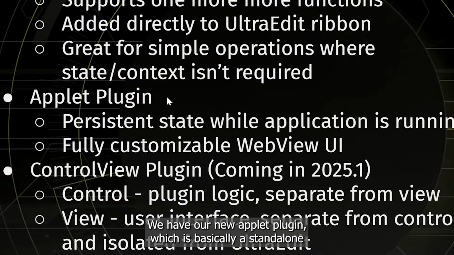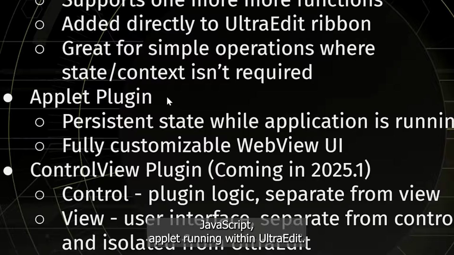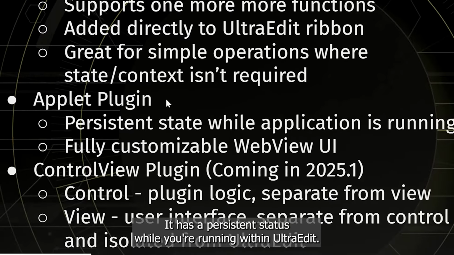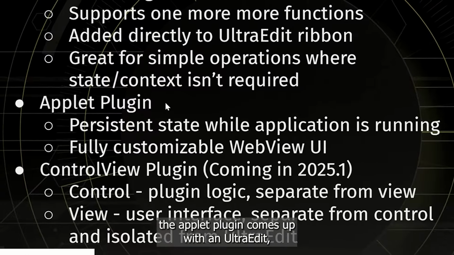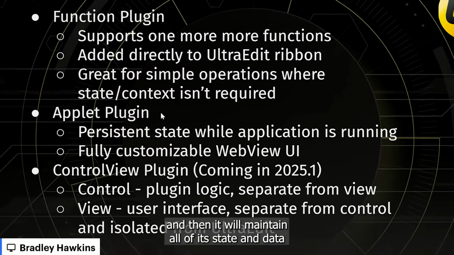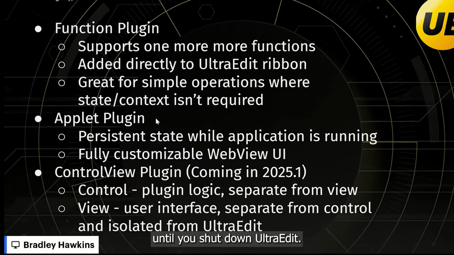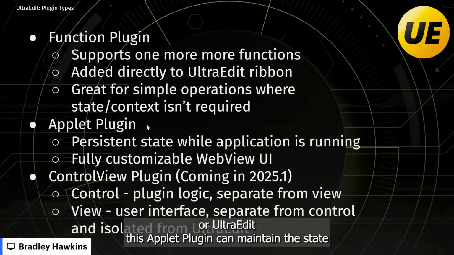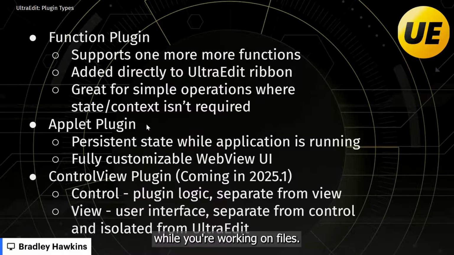We have our new applet plugin, which is basically a standalone JavaScript applet running within UltraEdit. It has a persistent state while you're running within UltraEdit. So you load up UltraEdit, the applet plugin comes up within UltraEdit, and then it will maintain all of its state and data until you shut down UltraEdit. So that means when you're working with files in UltraEdit, this applet plugin can maintain the state while you're working on files.